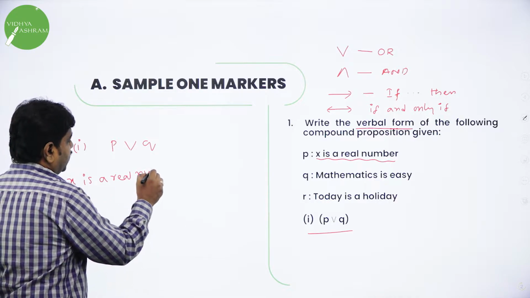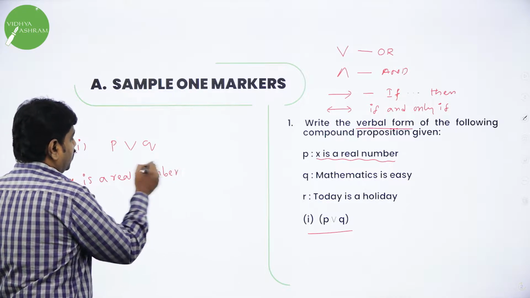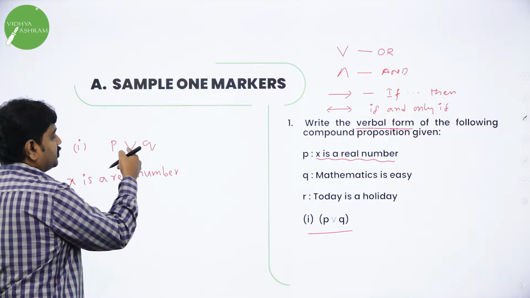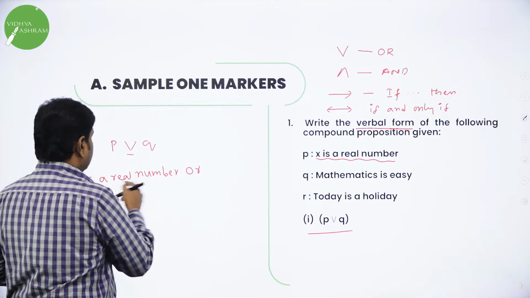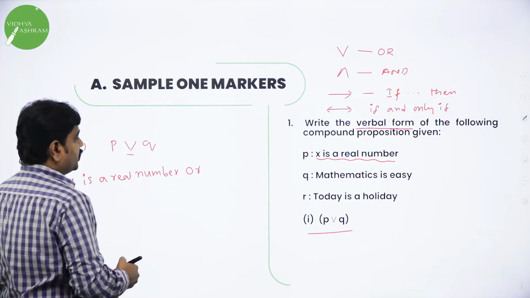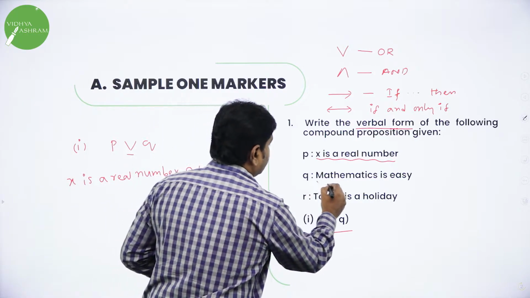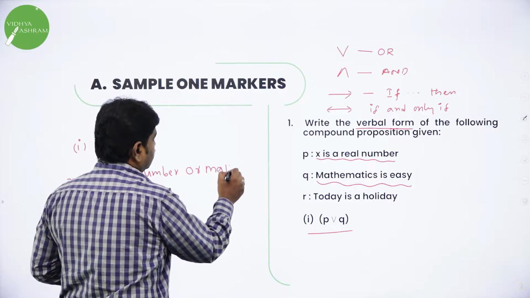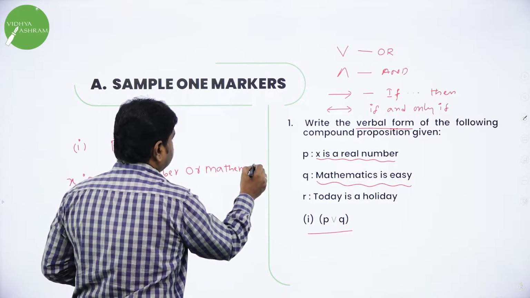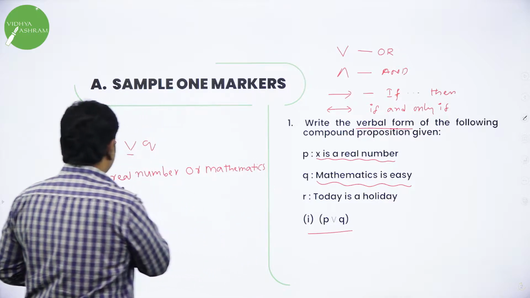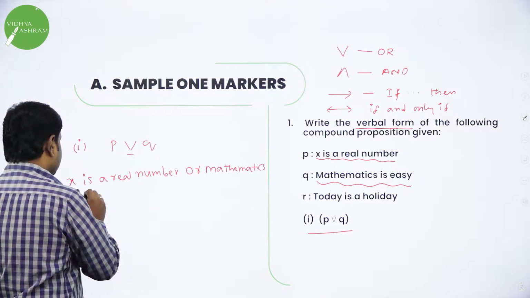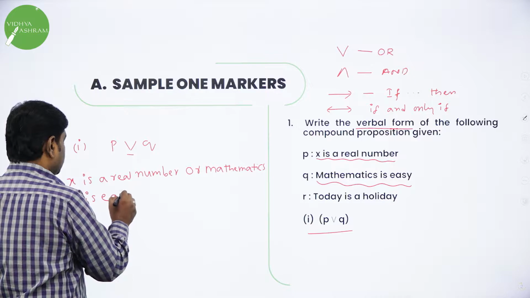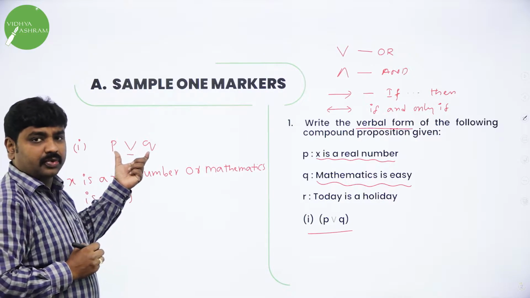They gave P, I am writing the value of P. And now after P, what is this symbol? The symbol is or. So X is a real number or Q. What is Q they gave? Q, mathematics is easy. X is a real number or mathematics is easy. So now I wrote the compound proposition.